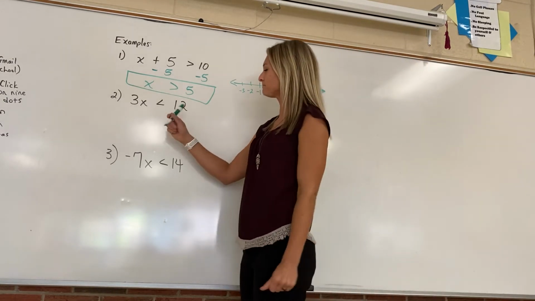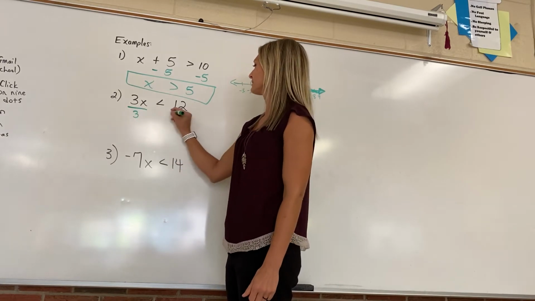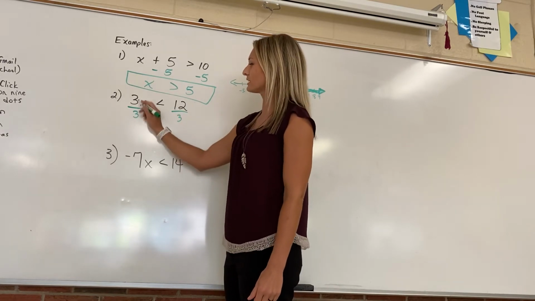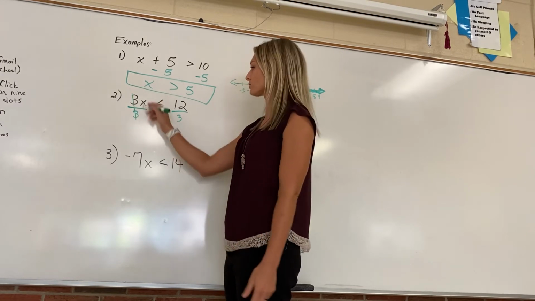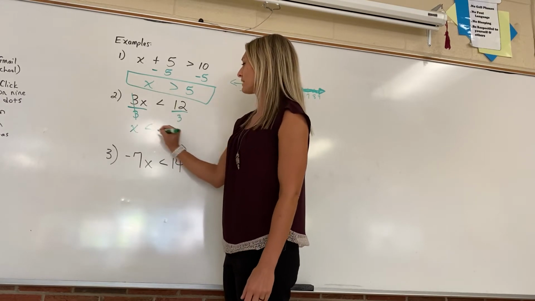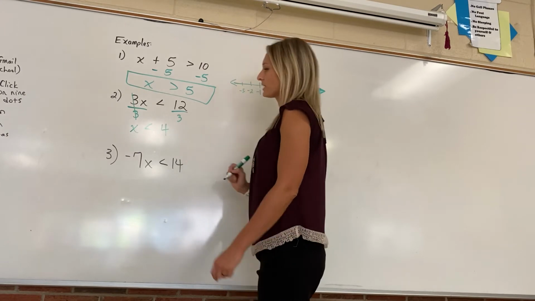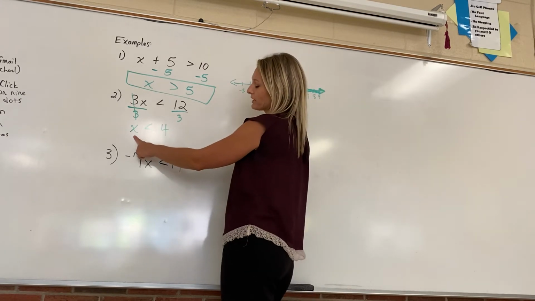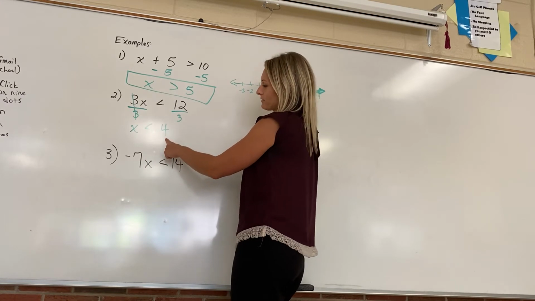So to solve this one, you would divide by 3, because you got to get the x by itself. So that would be 1, because 3 over 3 is 1, and you're left with x. That'll come down. And then 12 divided by 3 is 4. So that means any number that you plug in there that's less than 4 will work, okay?